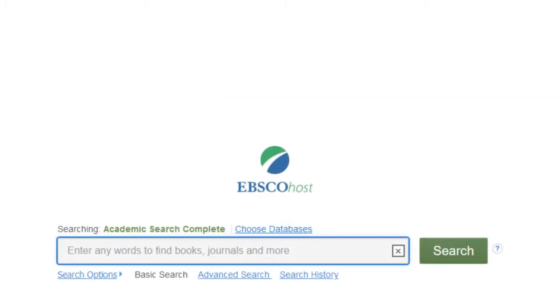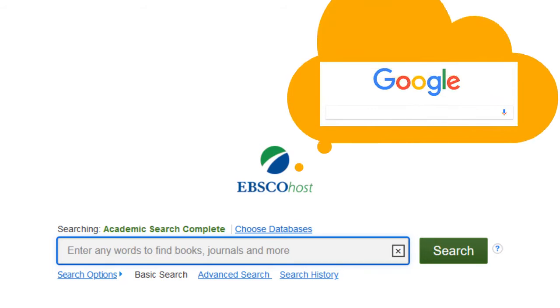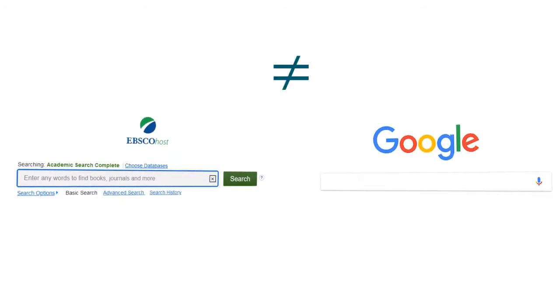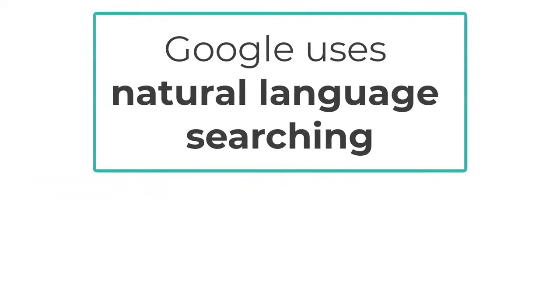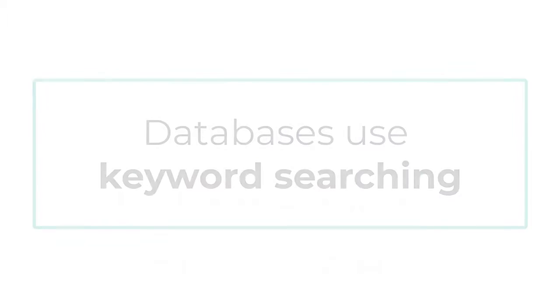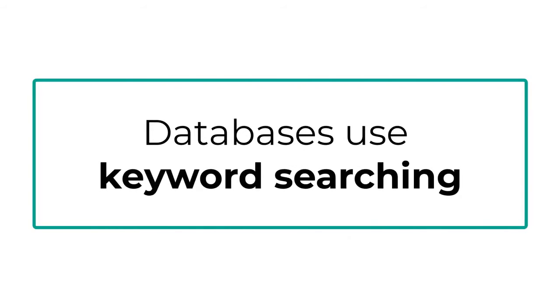If you open up a database expecting a Google-like experience, you will most likely be disappointed. We're all used to Google and how easy it is to use, but databases have different strengths and uses, and they are not designed to work the same. Google searching uses what is called natural language searching. This allows you to type in a whole sentence or question into the search box, and Google does a pretty good job at figuring out what you want and displaying useful results. Databases operate using keyword searching.